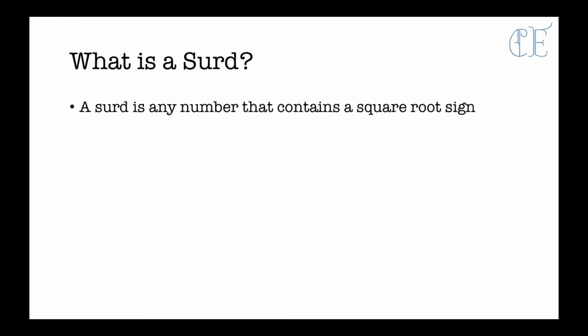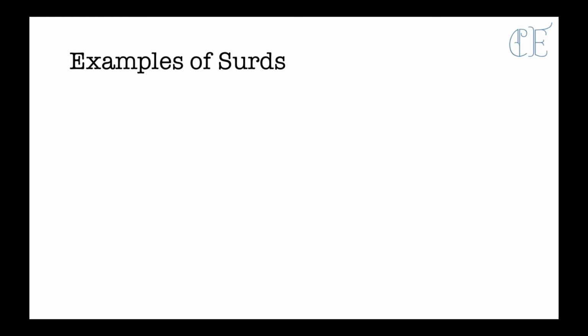A surd is any number that contains a square root sign. What is a square root sign? Well, here's an example. So this is the square root of 12. So this is the square root sign.